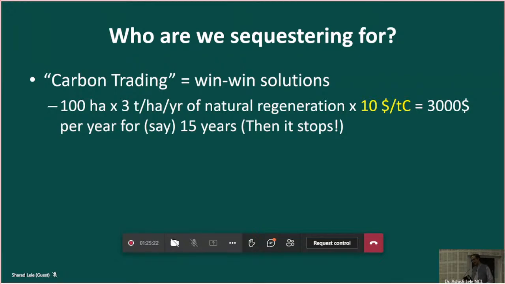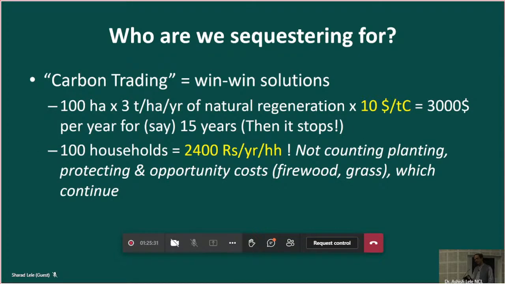So even if you ignore that, at $10 per ton of carbon, if you plant 100 hectares and it grows at 3 tons per hectare, which is an optimistic number for natural regeneration for 15 years, if you do really rapid growth, the money you will get, distributed over 100 households that are doing community forestry, is going to be 2,400 rupees per household per year. It's like 4 visits to the coffee shop in Pune, right? A few students from ICER who are here must be familiar with the coffee day prices. So that's the kind of ridiculous promise we are making in the name of poverty alleviation, saying it's a win-win. Yeah, of course, if the person is dying, then anything is a win-win. But is that the right way of looking at the problem?